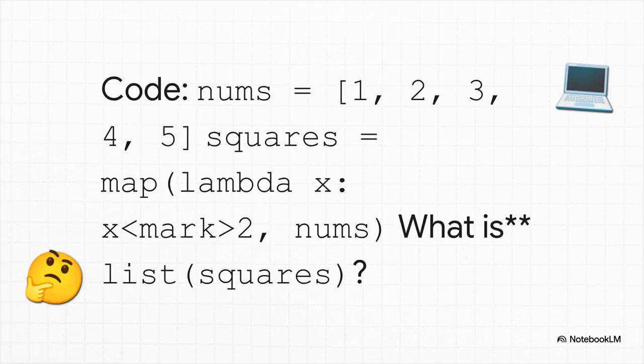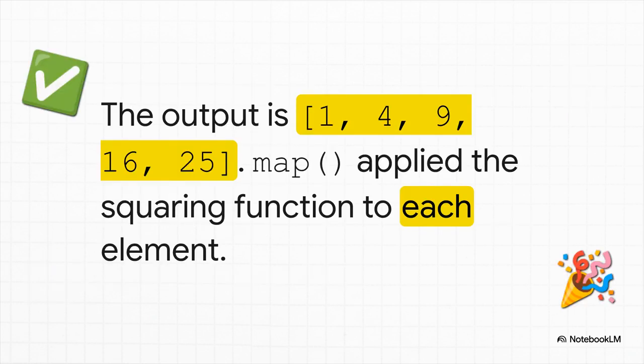Okay, time to put this to the test. Let's say we have a list of numbers, 1 through 5. We're using map with a quick little lambda function that just squares a number. So, what do you think the final list is going to look like when we print it out? Go on, take a guess. And boom, there it is. See? Map just took our squaring function and went to work. It applied it to 1, then to 2, then 3, and so on, creating a whole new collection of all those transformed values. So clean, so simple, and just really effective.